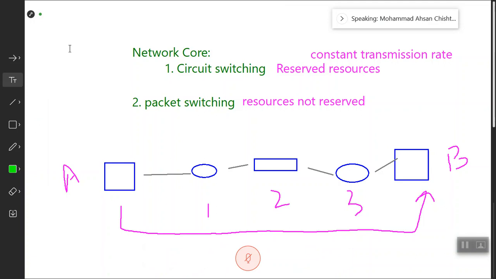So after the connection has been established, your resources are reserved, and you will get a constant transmission rate. When I say constant transmission rate, I'll use another term here, which is guaranteed constant rate. Again, associated with circuit switching.